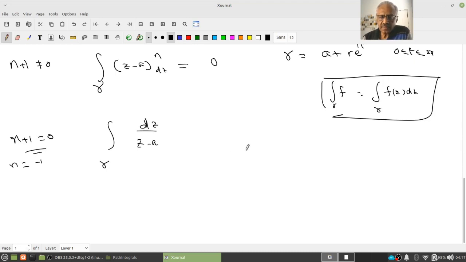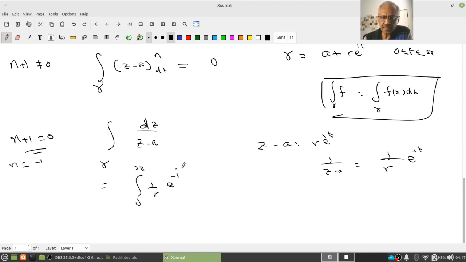But what is z minus a? We already know. z minus a is r e power it. Therefore, this is going to be integral from 0 to 2 pi, and f of gamma t is 1 by z minus a. Therefore, it's 1 by r into e power minus it, and gamma prime t we know is r i e power it dt. Therefore, r cancels, e power it is 1, therefore it's i, therefore this is 2 pi i. Yeah? Therefore, we found this is a very important thing.